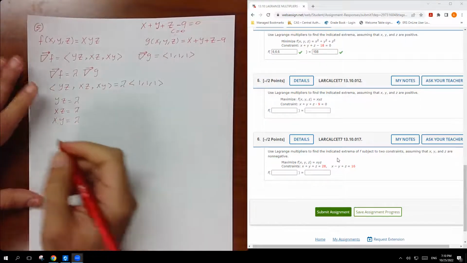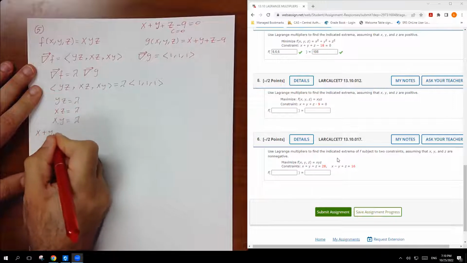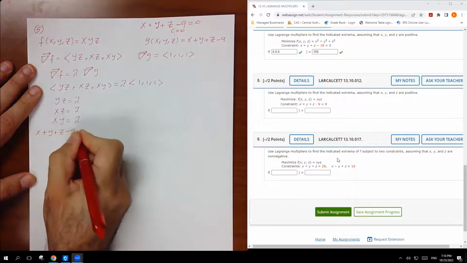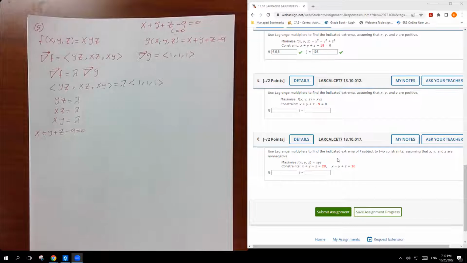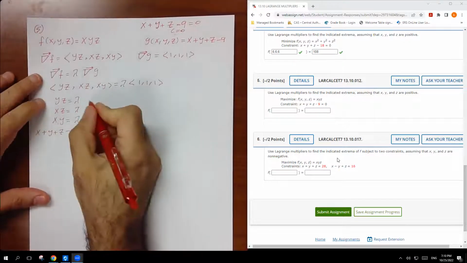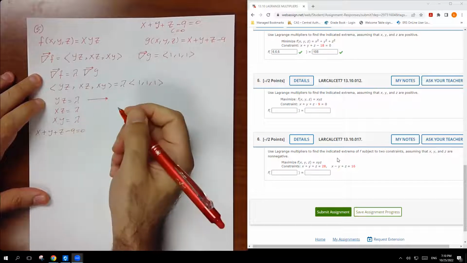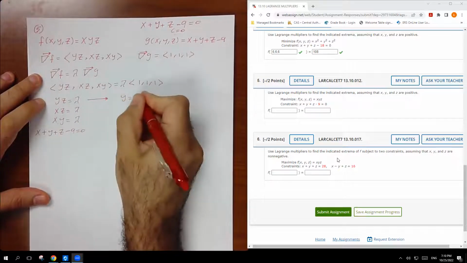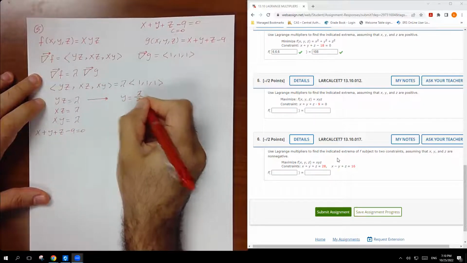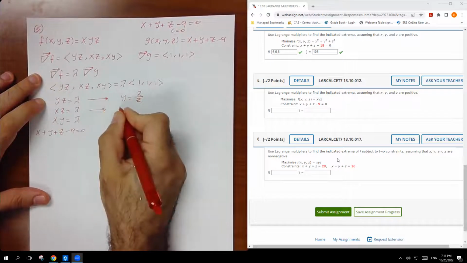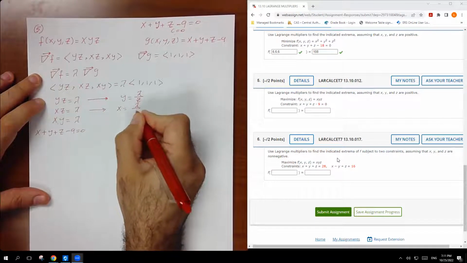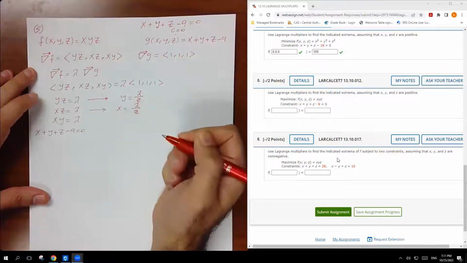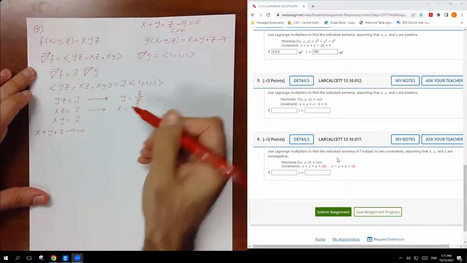So we have the constraint, which is x plus y plus z minus 9 equals 0. So let's try to solve this one. The first thing, from the first one and the second one, we can find that from this one, I can solve it for y. So y is going to be equal to lambda over z. And from this one, I can solve it for x, x equals lambda over z.